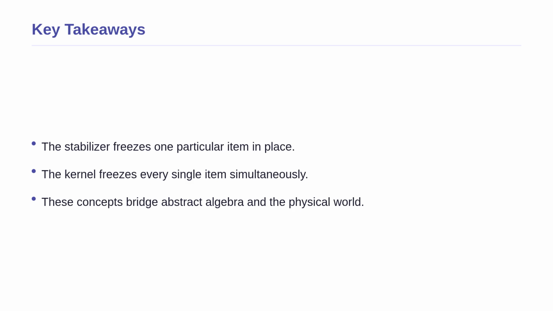To summarize our journey today, group actions describe how mathematical rules physically affect a set of items. The stabilizer is the specific collection of actions that freeze one particular item in place, acting as a localized do-nothing command. The kernel is the universal collection of actions that freeze every single item in the entire set simultaneously. By studying what remains unchanged during an action, we unlock deep insights into the hidden symmetries and structures of both abstract mathematics and the physical world. You have now mastered the foundations of stabilizers and kernels.